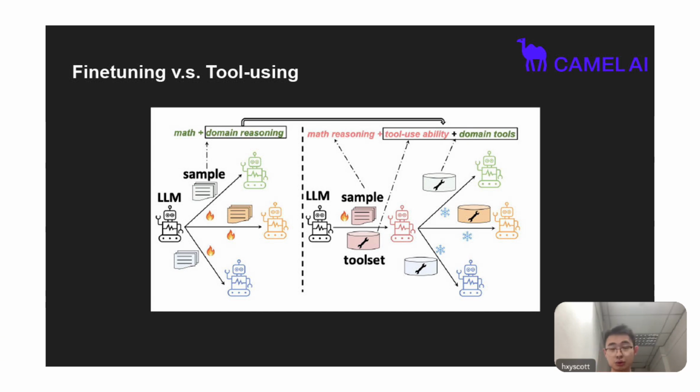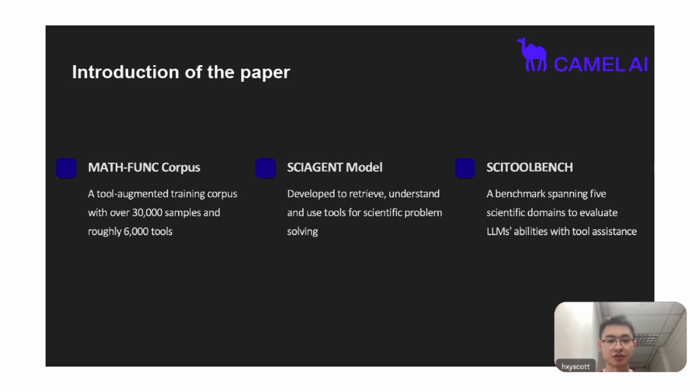But on the right-hand side is the tool use that this paper is trying to present, which means the model only needs to learn how to use tools plus some basic mathematical reasoning ability. But then it can generalize to any other domains, for example physics, computer science, chemistry, and even finance. As long as you give them a tool for that, they learn how to use it. And yeah, that was the whole idea of the paper, essentially.